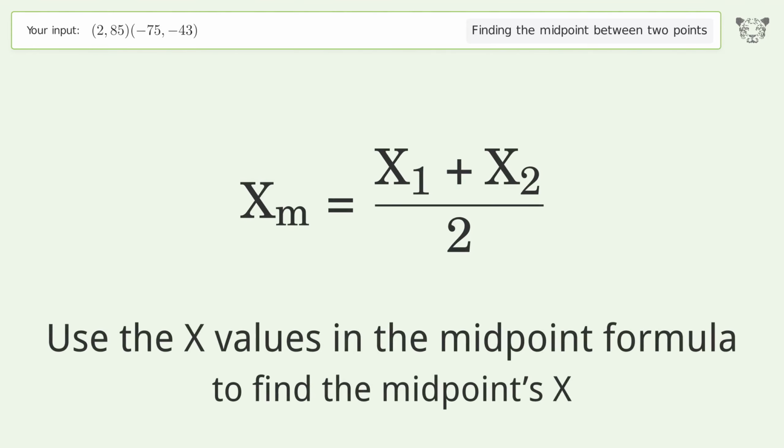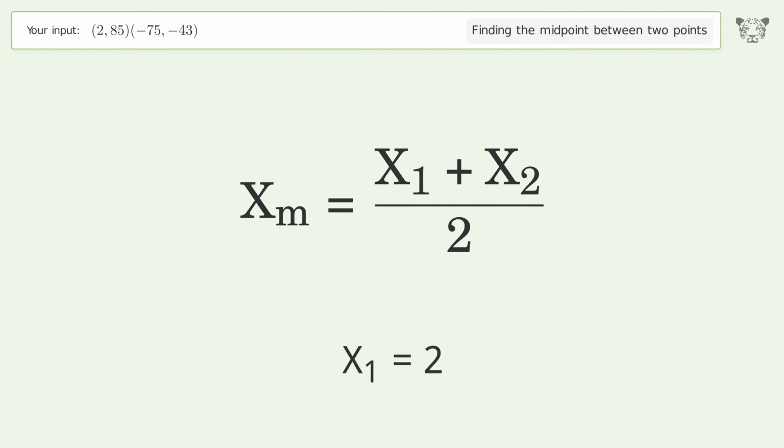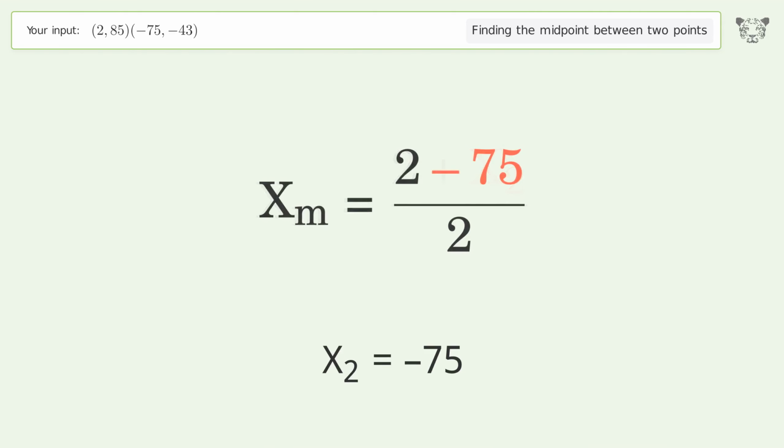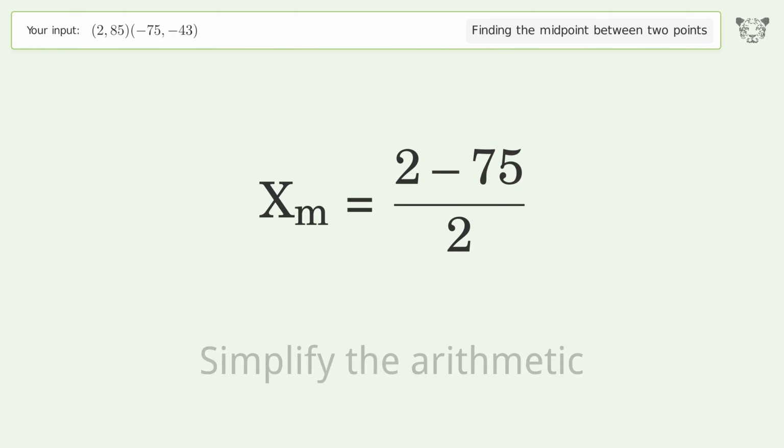Use the x values in the midpoint formula to find the midpoints x. x1 equals 2. x2 equals negative 75. Simplify the arithmetic.